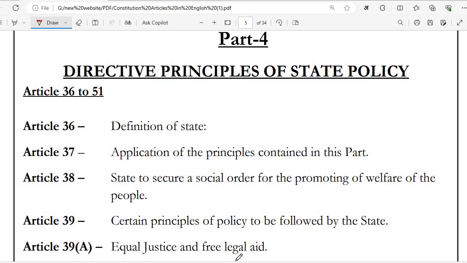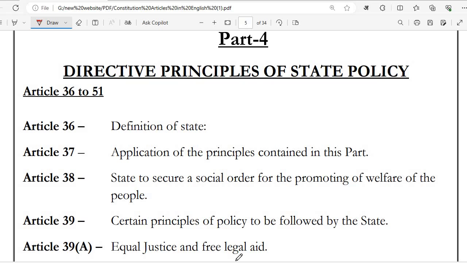Article 38 directs the state to secure a social order for the promotion of the welfare of the people, and under this article the state has been directed to ensure social justice and convert India into a welfare state. So the state should make different types of efforts in this direction.